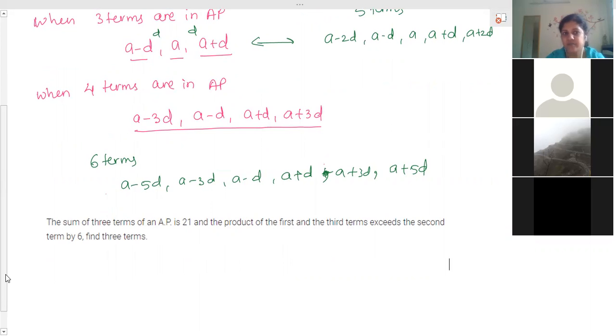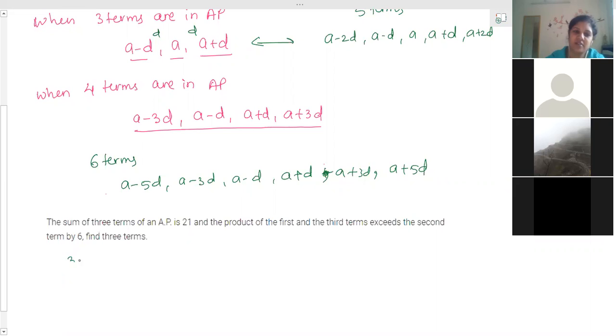Completed that part? Now the question they have given: the sum of 3 terms of an AP is 21. This kind of question you might have solved in polynomials, if you remember. Cubic polynomial, zeros are in AP. Yes, ma'am. The sum of 3 terms of an AP is 21.